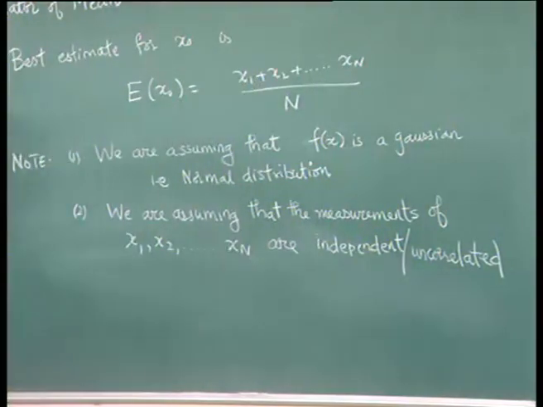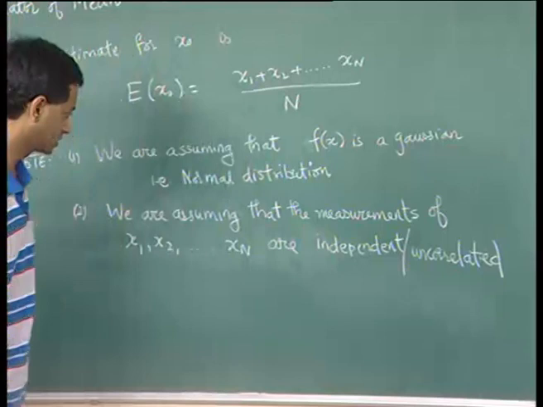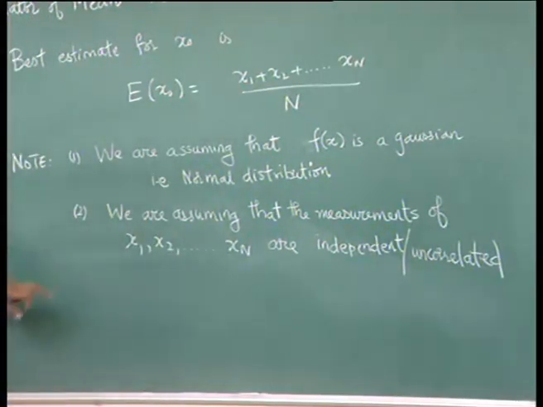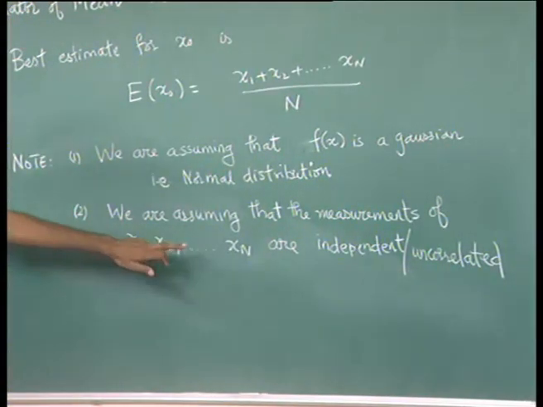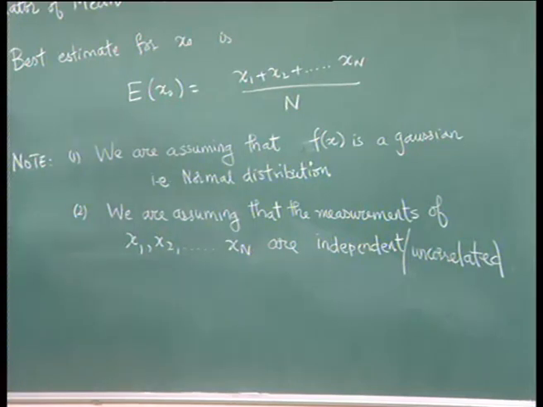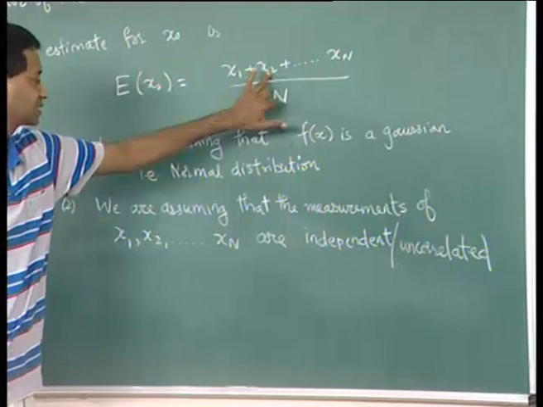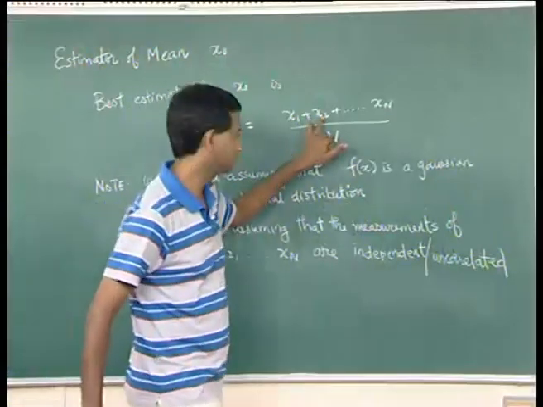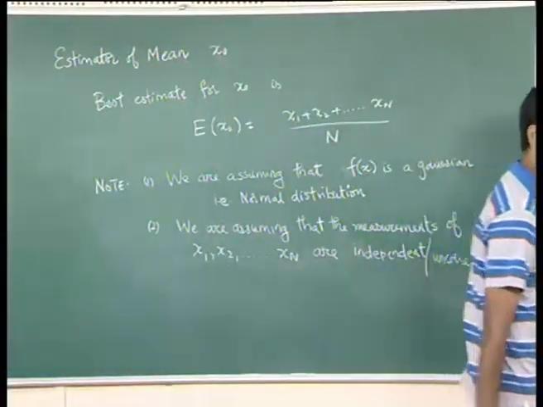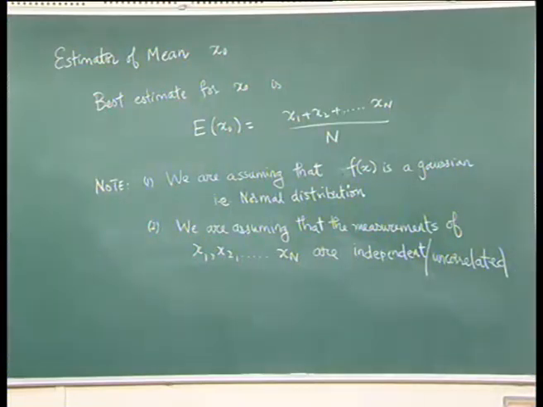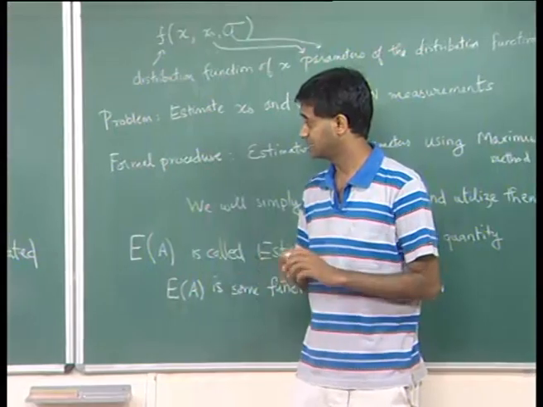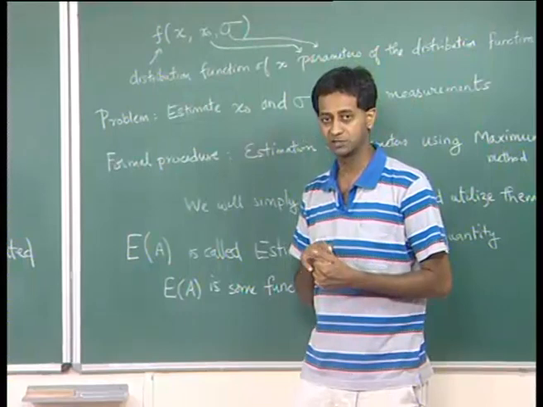So, they basically mean the same thing, and both these are very commonly used terminology. You are assuming that all these measurements are completely independent. That means the first time you measure x, that does not affect what you get the next time. And the next time you measure it does not affect what you get the third time. So, each of these measurements are completely independent of each other.